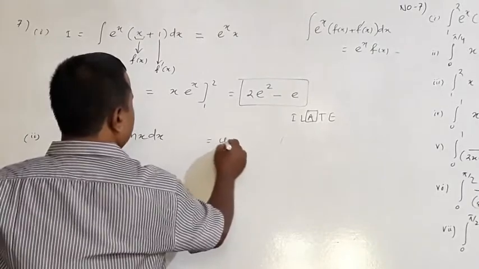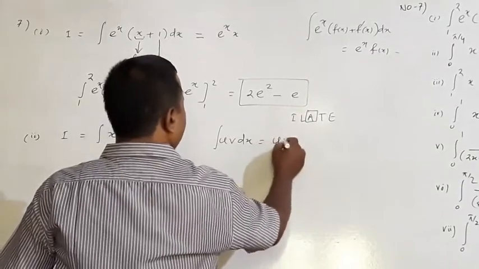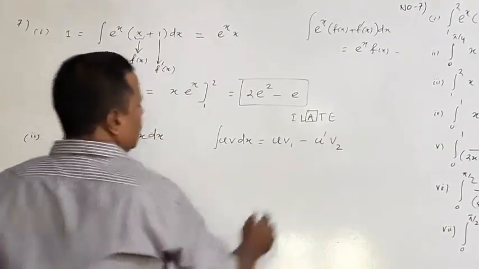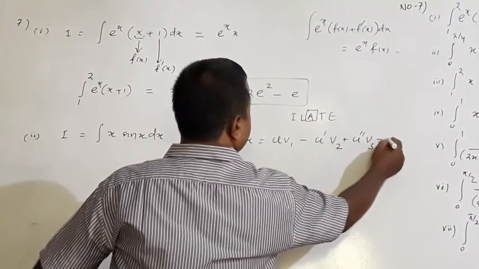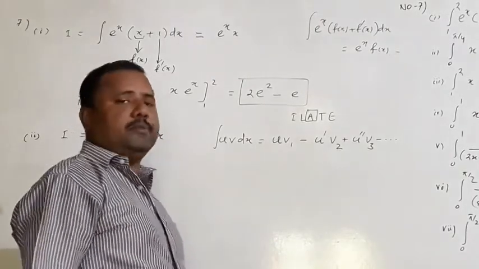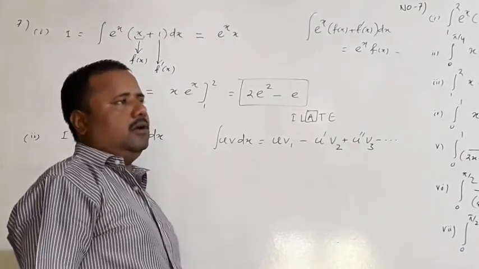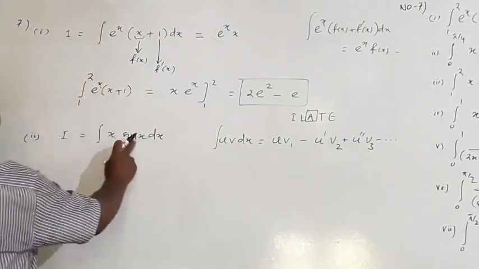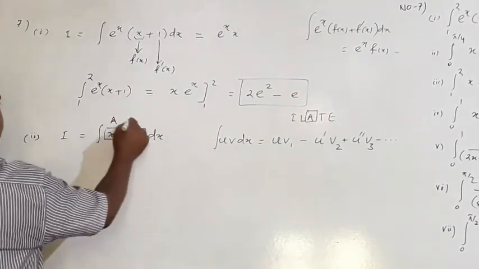What is that method? The integration of u v dx, the result is u v1 minus derivative of u integration of v1, that is v2, plus u double dash v3 minus and so on. This is a very easy method. You can see it in my previous videos where I have given the trick method for the Euler formula for the by parts method. So look here, it is one algebra, it is trigonometry. Okay, this is algebra and this is trigonometry. Then how will you do it?